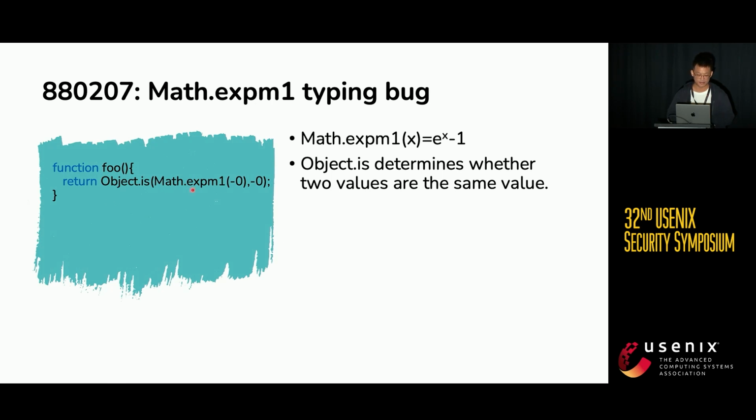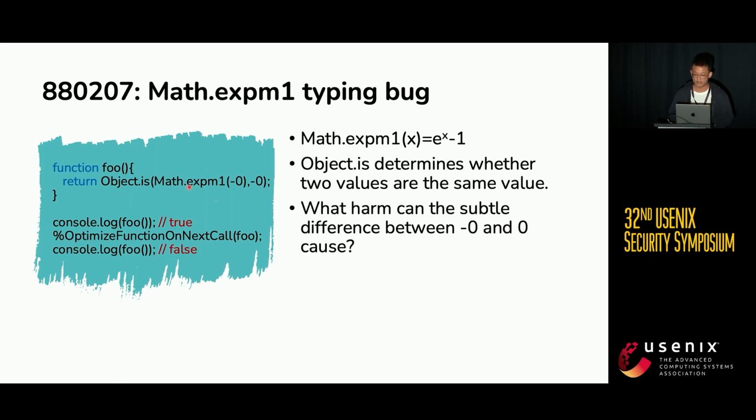As we said before, Math.expm1 with the input parameter -0 will return -0. So before the optimization, this code snippet will return true because they are basically the same thing, -0. However, during the optimization, the function call of Math.expm1 will be replaced by 0. So 0 here is not exactly the same as -0, and the result is that the return value of the function foo is false.